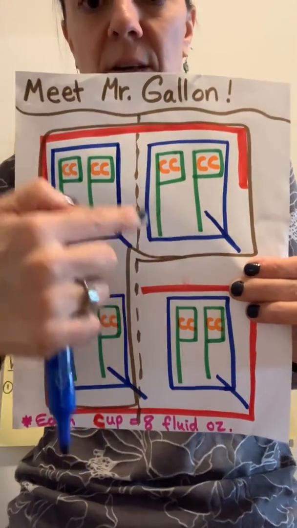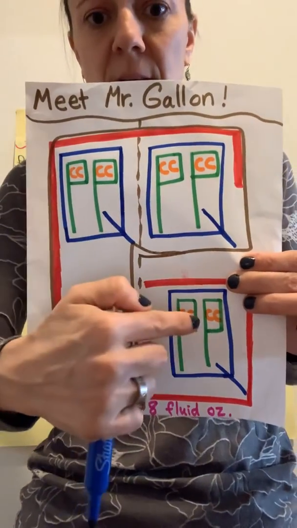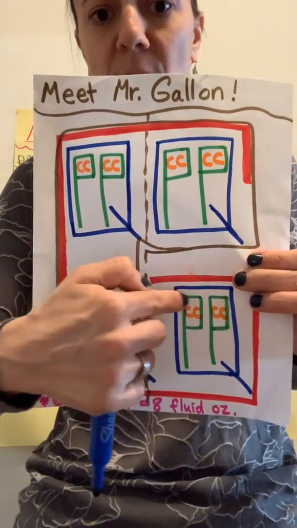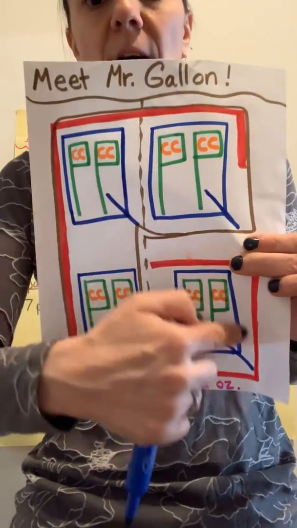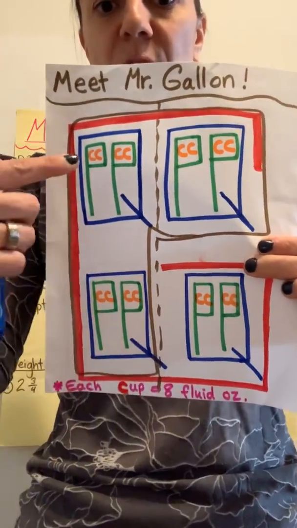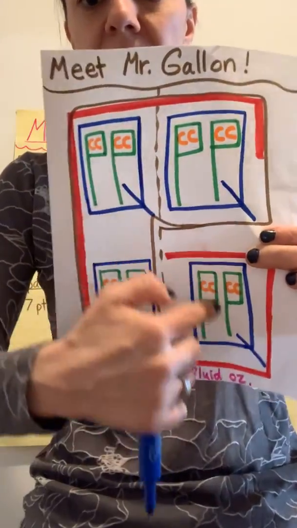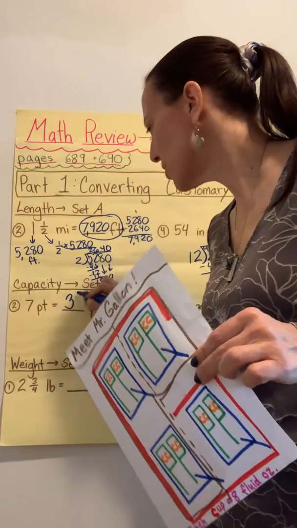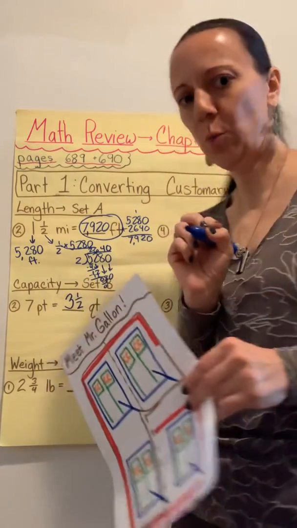2 quarts, 3 quarts. Uh-oh, I still have 1 pint left. So that's not a whole 4th quart. It's 3 whole quarts and half of another one. So I can say that 7 pints is 3.5 quarts.